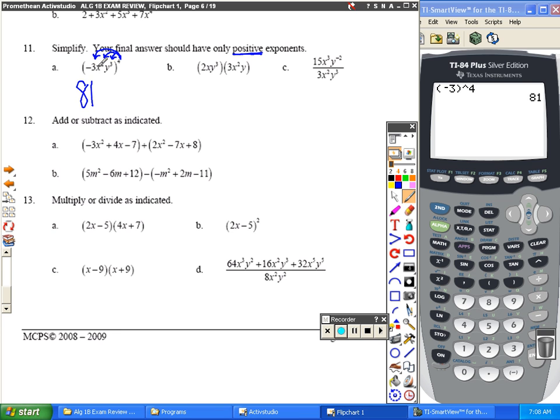Second part, x to the second power raised to the fourth power. Because this is power to a power, you multiply. So it's x to the 8th, y to the 12th. Again, it's power to a power, so you multiply.